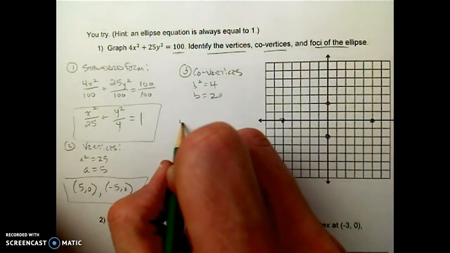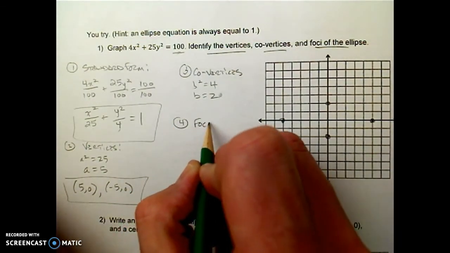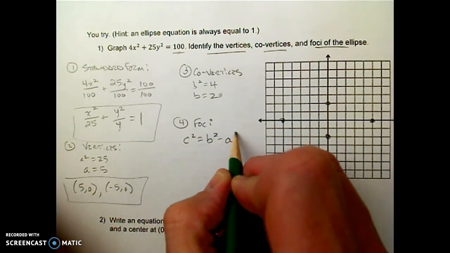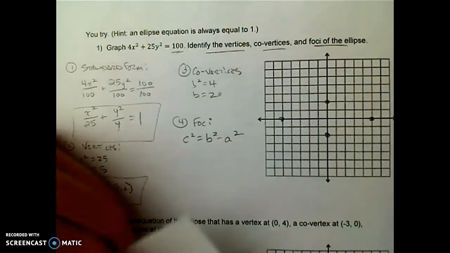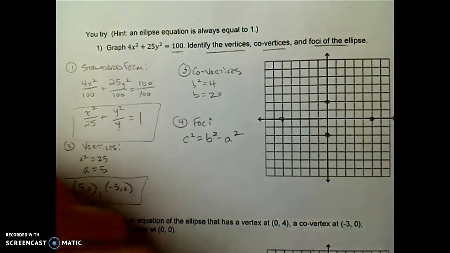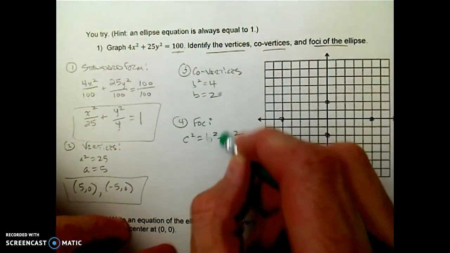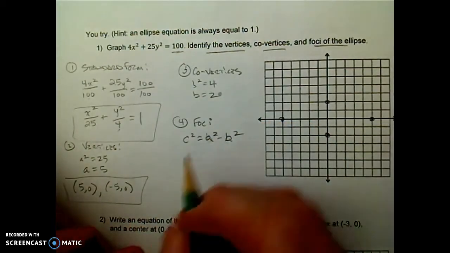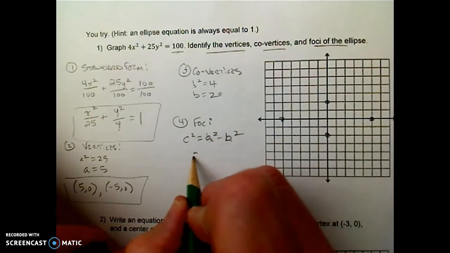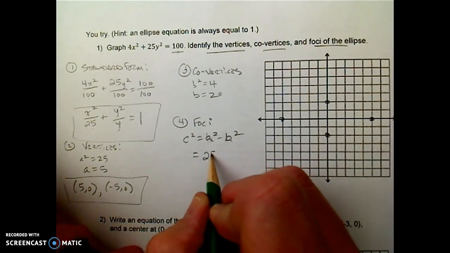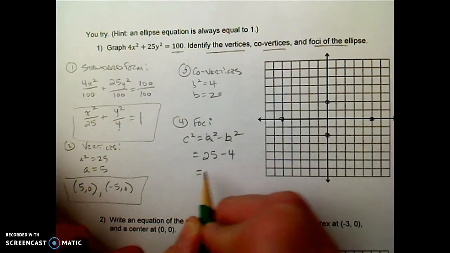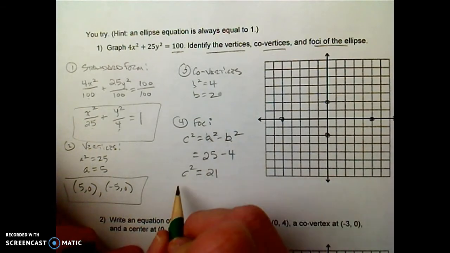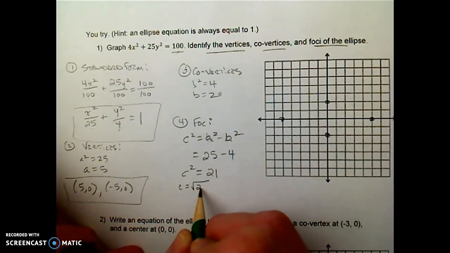The last thing I need to find are the foci. And this is where I use c squared equals a squared minus b squared. Check myself for a second. A squared minus b squared. A is going to be larger, right? So a squared, that's 25. B squared is 4. So c squared equals 21. C is the square root of 21.